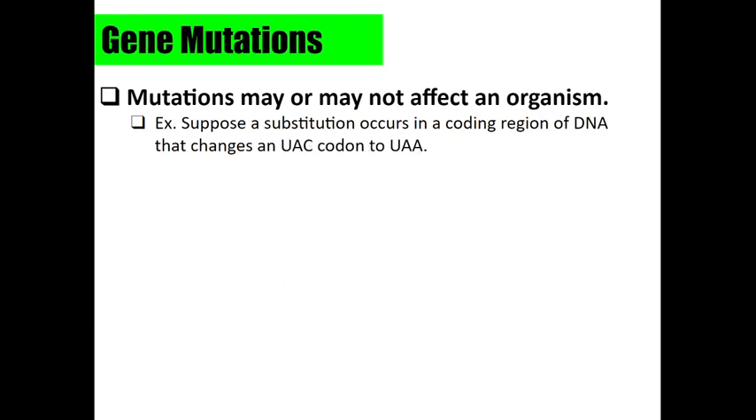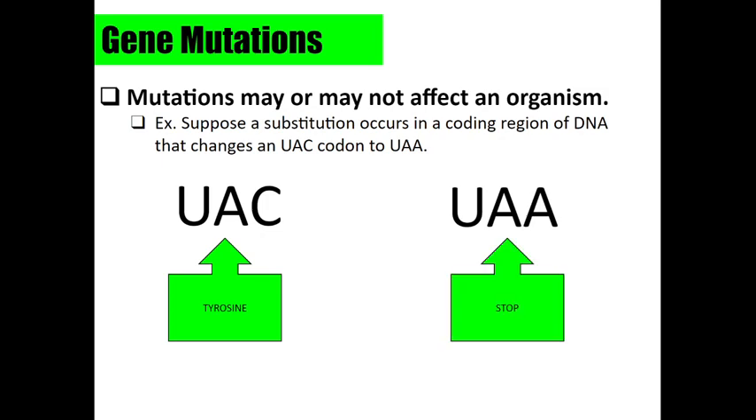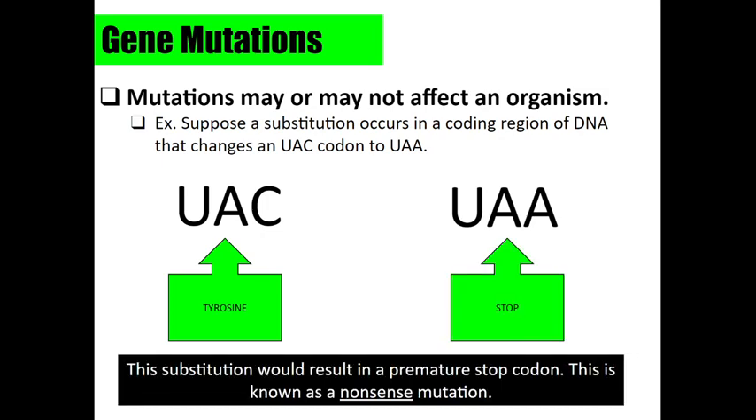Suppose now we have a substitution occurring in a coding region of DNA that changes a UAC codon to a UAA codon. UAC codes for tyrosine, while UAA is a stop codon. So this substitution could result in a premature stop codon, and this is known as a nonsense mutation.